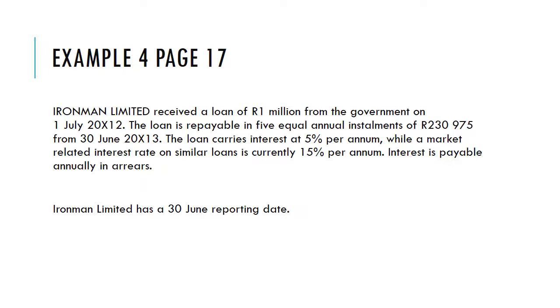Can you see that there is a benefit? The market is 15%. We only pay 5%. Therefore, this is a government grant. Very importantly, in this scenario, we are not yet aware of whether this is an income or an asset-based grant. We still need more information. They also tell you Ironman Limited has a 30 June reporting period.